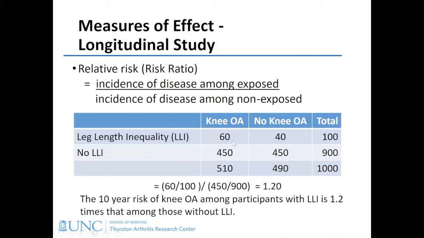what we do is we take 60, divide it by the total number of people, in this example, who have leg length inequality. And then we divide that by those who have knee osteoarthritis in the no leg length inequality group over the total number of 900. And in this example, we would say the 10-year risk of knee osteoarthritis among participants with leg length inequality is 1.2 times that among those without LLI.